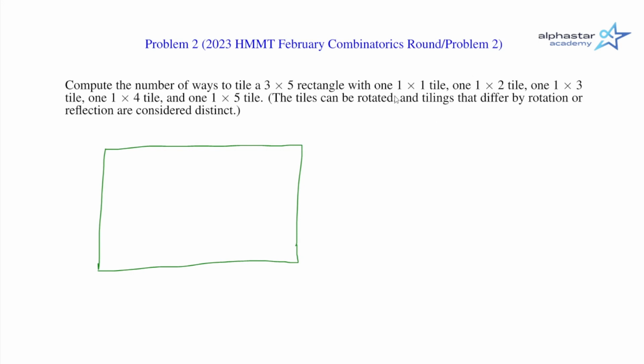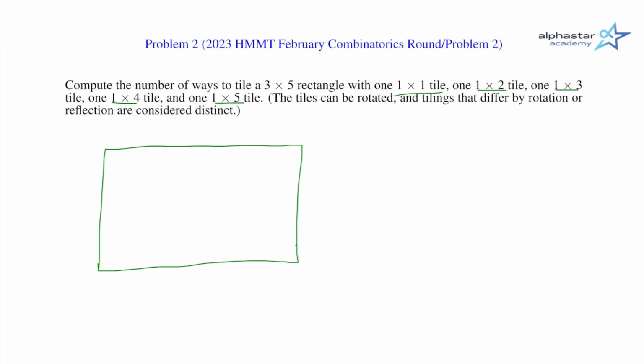And we need to tile it with a 1x1, 1x2, 1x3, 1x4, and 1x5 tile, where we can rotate them 90 degrees, and tilings that differ by rotation or reflection are considered distinct. This looks like a sort of find-all-possibilities type of question, and the way we're going to do this is by casework, right?